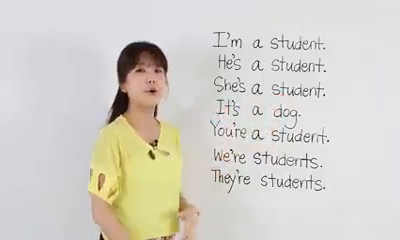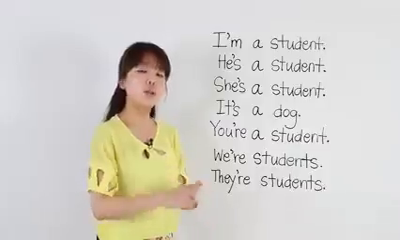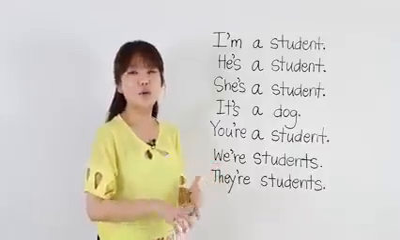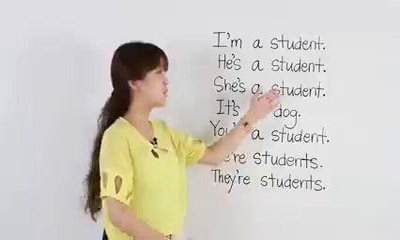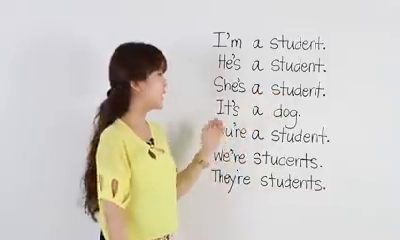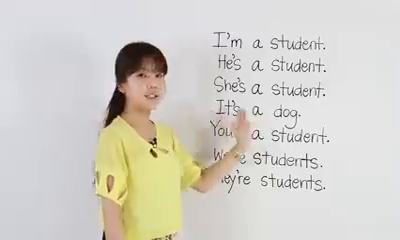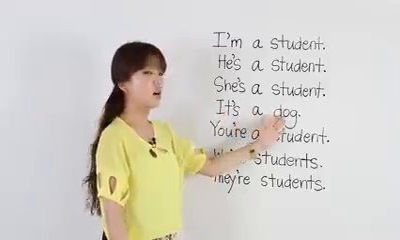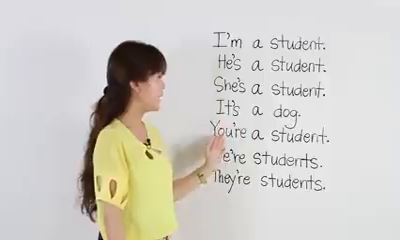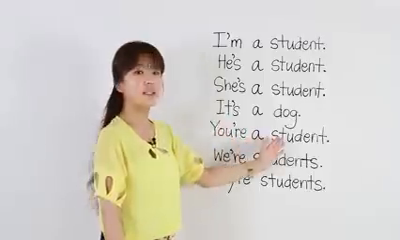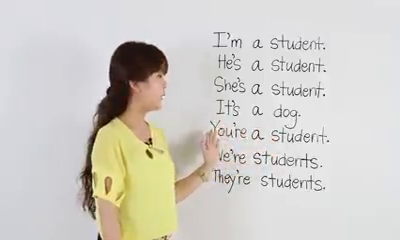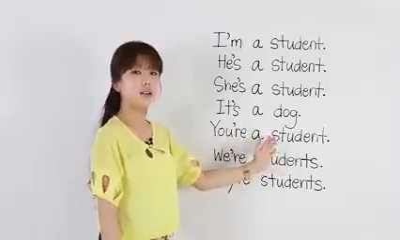Okay, the next sentence has it. Now remember, it is only used for a place, a thing, or an animal. So we can't have those things be a student. So we have to say, it's a dog. Please repeat, it's a dog. Okay, the next one, you're a student. Please repeat, you're a student.